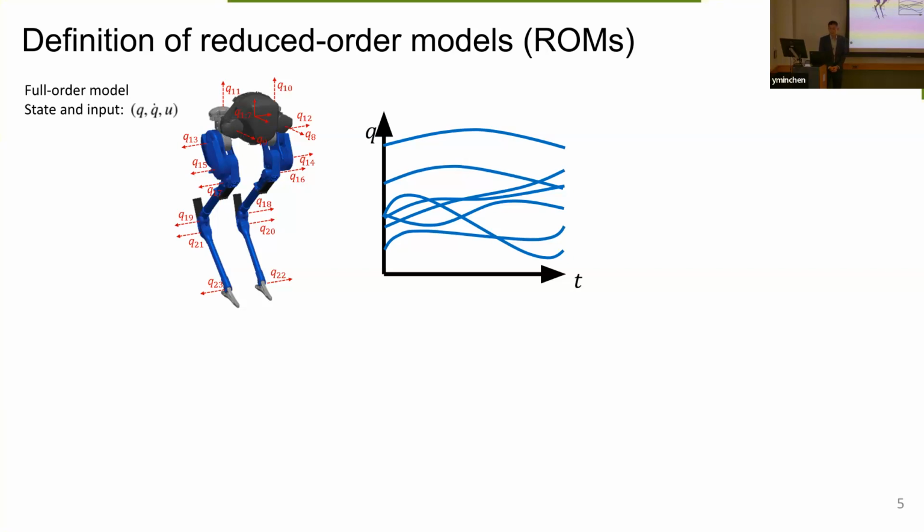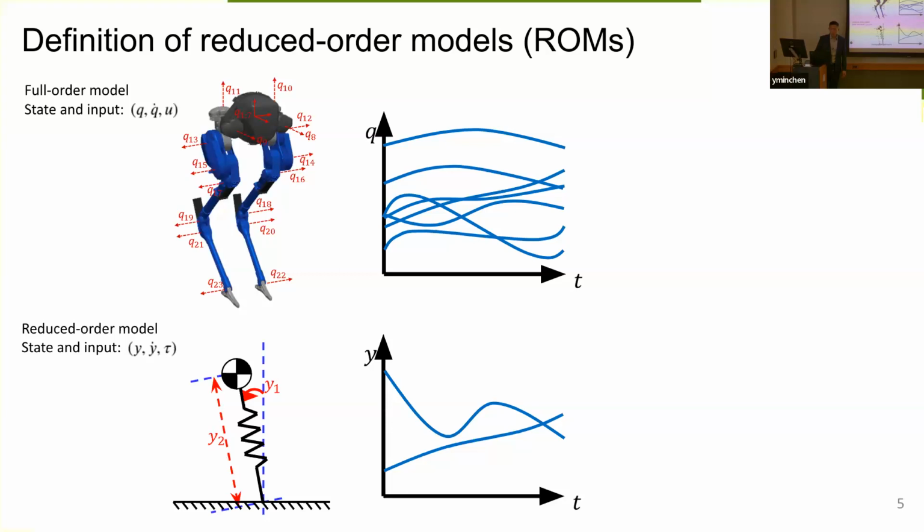So here I mathematically define what I mean by reduced model. Here I'm showing you a full-order model of a robot chassis. The state and inputs are q dot and u, and the trajectories here are the robot's trajectories when the robot accomplishes some task, for example, walking at a certain speed. And we also have a reduced model. The state and inputs are y dot and tau, and similarly we have the trajectories when it's doing some task.